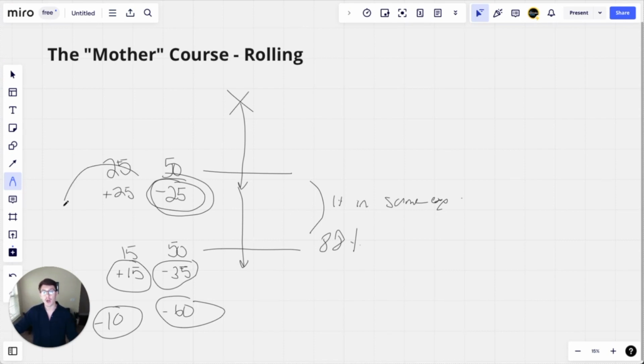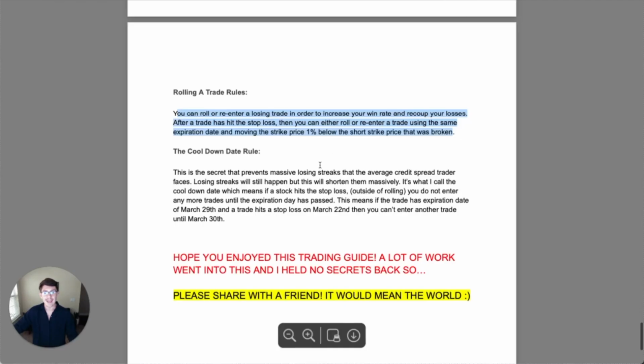So you can do this all in one full sweep. Instead of exiting this trade, you just roll it into this one, or you can just close this trade out completely and then reopen this one, and that is how it's structured. I hope that makes sense. This is the idea of rolling. Again, it's in this system right here, all in the PDF guide. So I hope that makes sense.